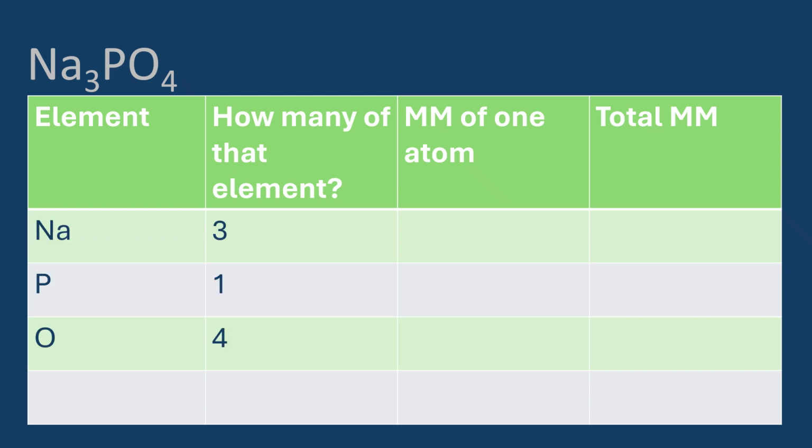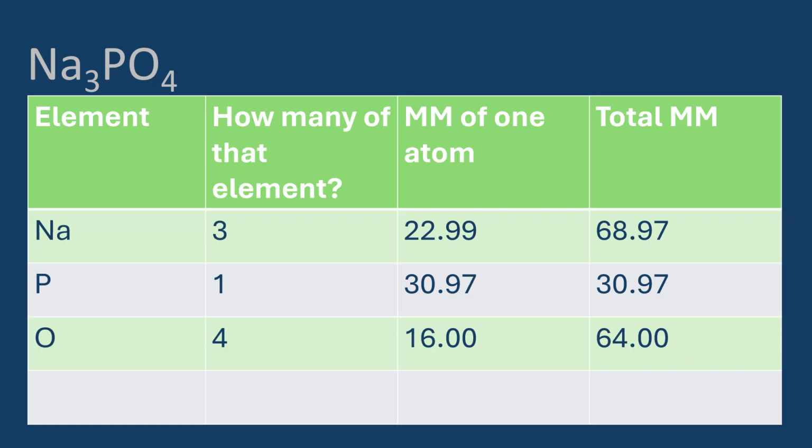First, figure out your atom count. We have 3 sodium, 1 phosphorus, and 4 oxygen in our formula unit. Next, find their molar masses on the periodic table. Since there are more than 1 sodium and oxygen, you'll also need to find their contribution to the total molar mass. Lastly, sum up all of the contributions to determine the molar mass of the formula unit.